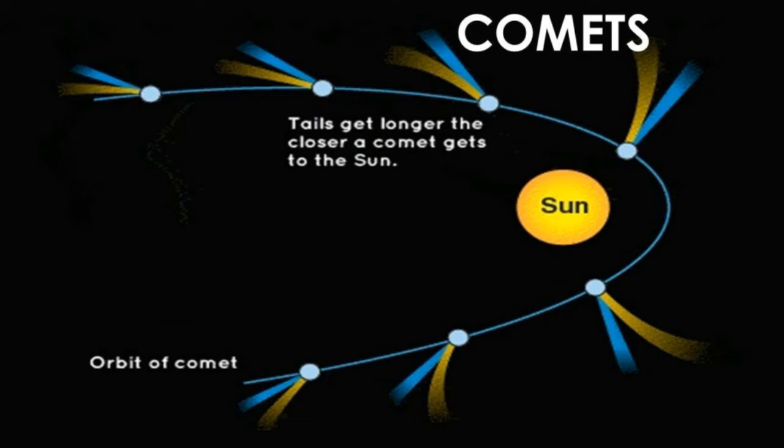Many comets are known to appear periodically. One such comet is Halley's Comet, which appears after nearly every 76 years. It was last seen in 1986. It will next be seen in 2062.